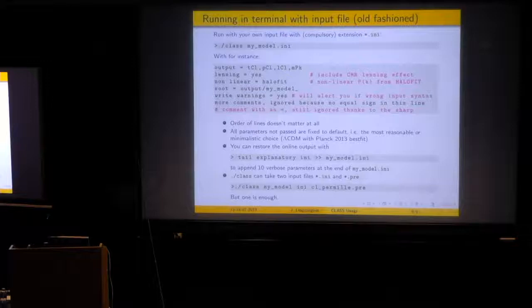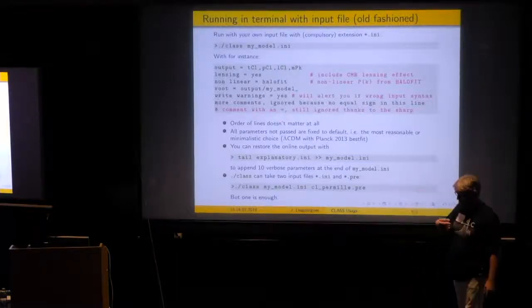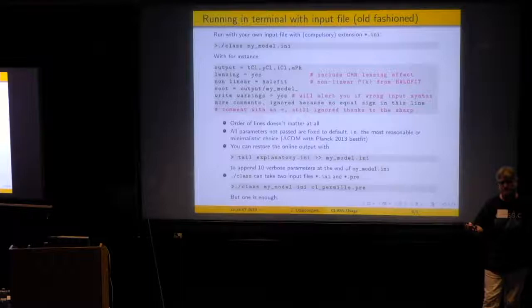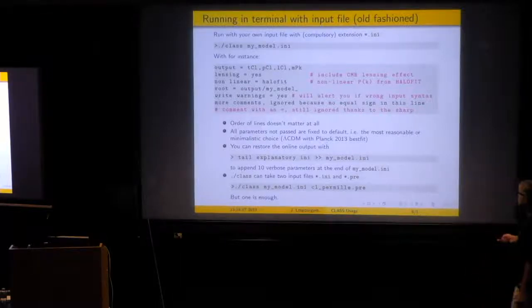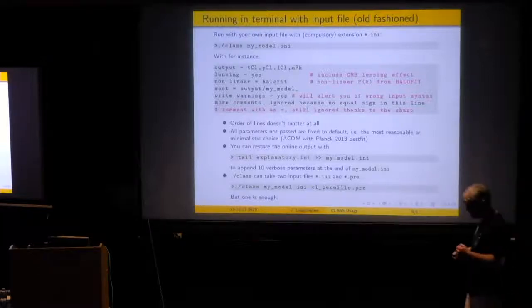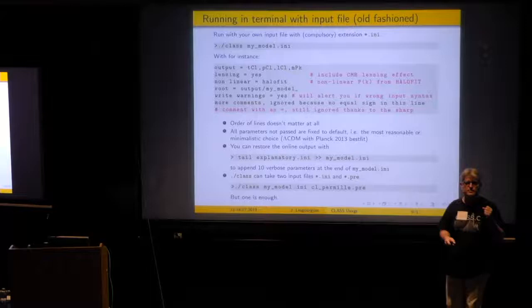If you do, the precision on the Cls, which is a critical thing here, is of the order of 0.2, 0.3%. If this is not enough for you and you pass cl_permille.pre, it has been preset to increase the precision to 0.1% precise Cls.